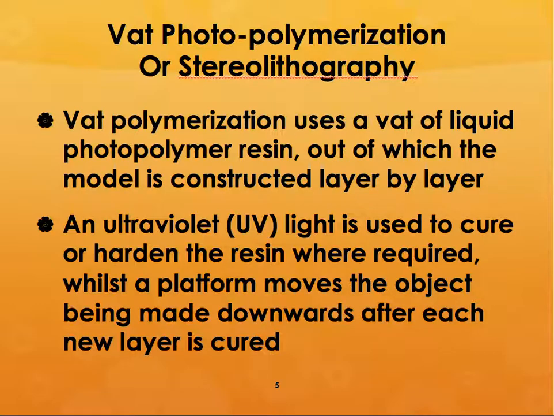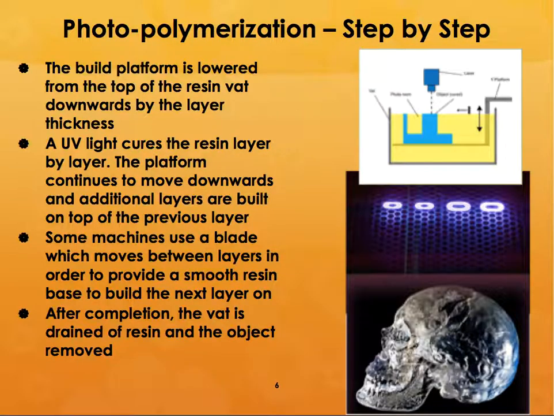And after you make one layer, the whole component or the platform goes down by a small distance and more resin comes on top. So now you can shine the laser on the next layer of the material. And you can control the layer thickness by controlling the viscosity of the resin system. So you can create different layers and build up the whole part layer by layer.